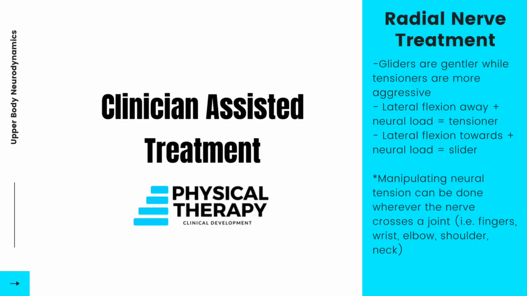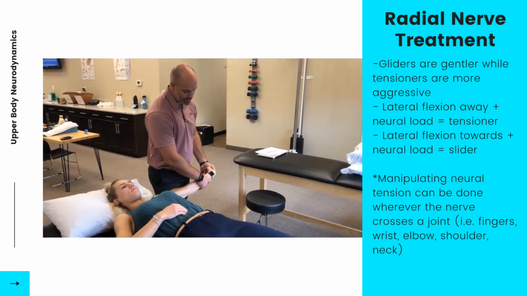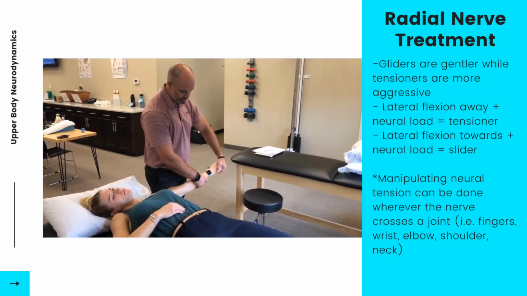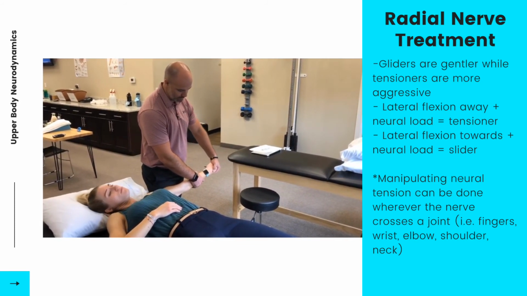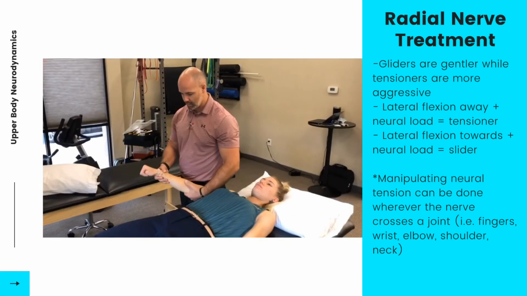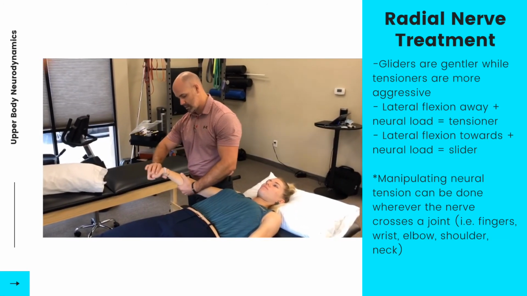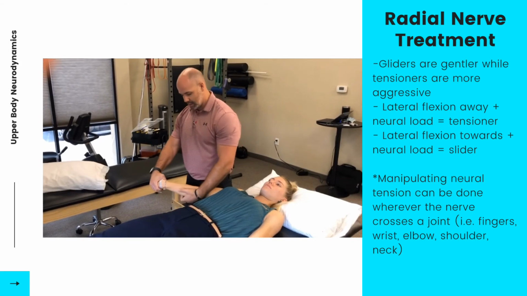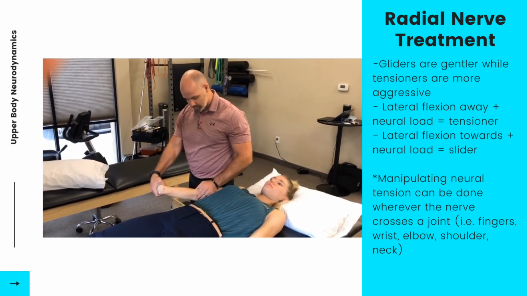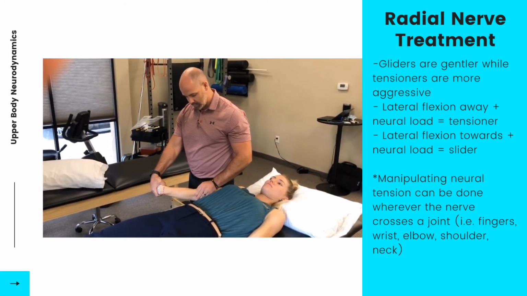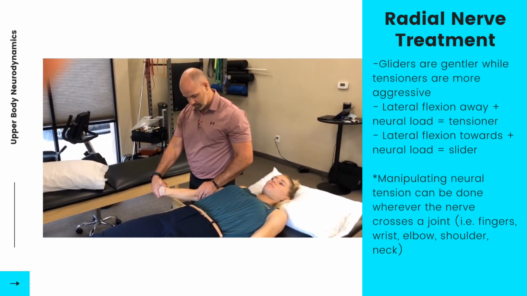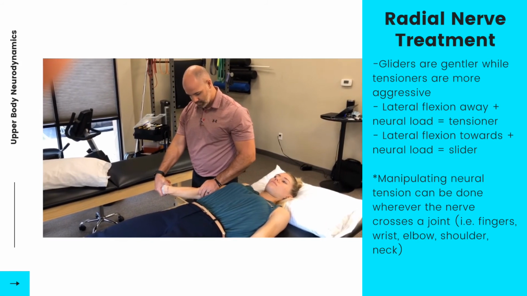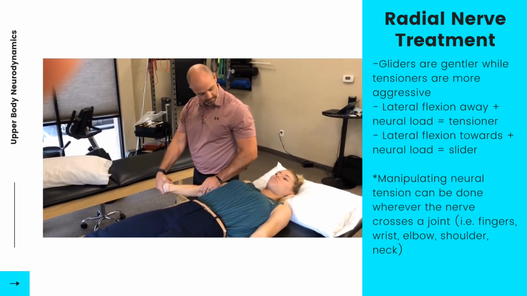I'll first start with clinician-assisted treatments. So just like the median and ulnar nerve, we can include cervical spine movement or wrist and hand movements to either tension or glide the radial nerve. In addition to sliders and tensioners, we can pre-position the patient's arm in that of radial nerve tension and mobilize the radial head. This works especially well if somebody has a radial head mobility problem. And while it's not shown here, you can also do soft tissue treatment to the dorsal forearm in this position.